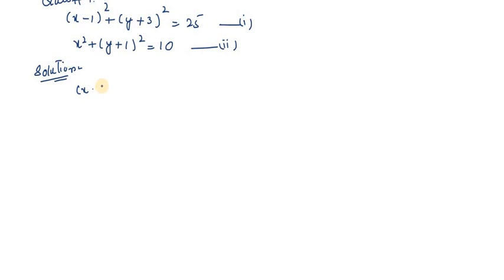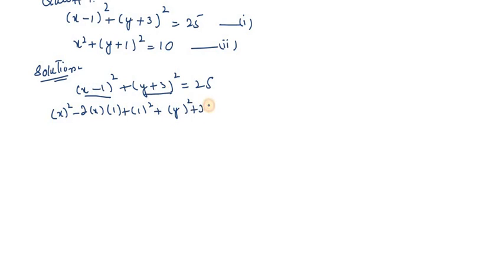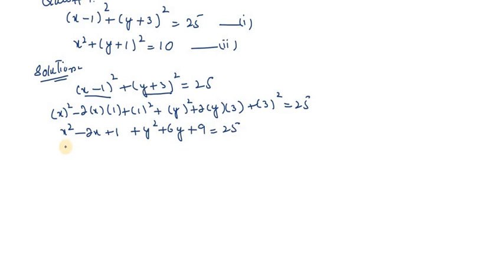So equation number 1 is (x minus 1) whole square plus (y plus 3) whole square is equal to 25. By using the formula of (a minus b) whole square, a square minus 2ab plus b square, and (a plus b) whole square, a square plus 2ab plus b square, where a is y and b is 3, we get x square minus 2x plus 1, y square plus 6y plus 9 is equal to 25.